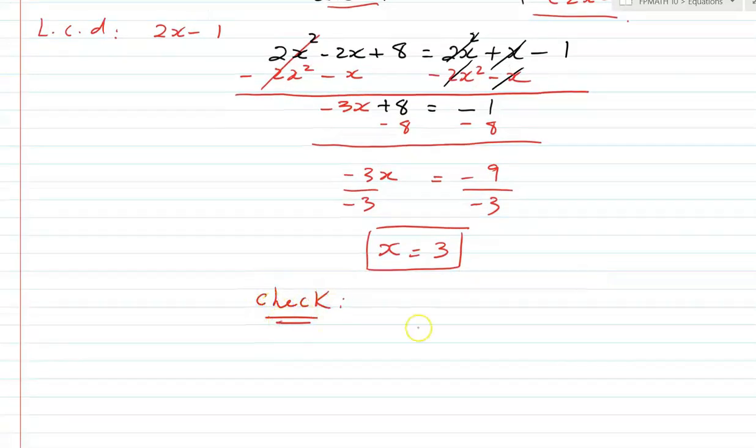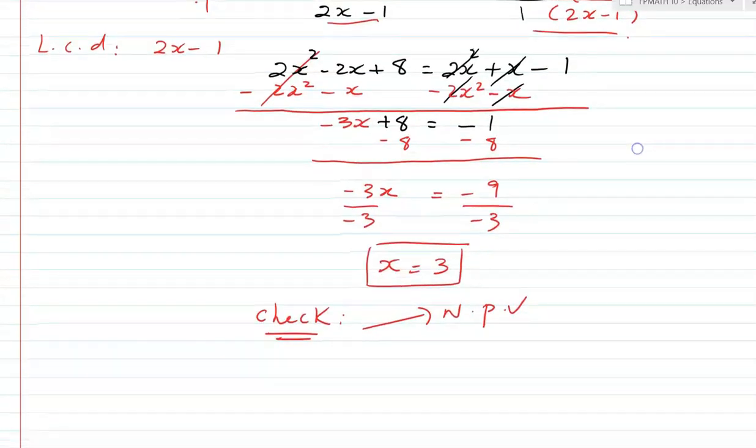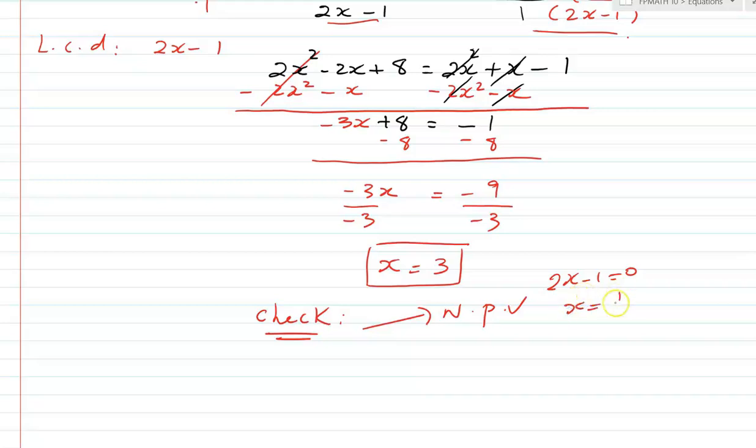Once you have the 3, that's the final answer, but you make sure you check it. Remember, you have to check it against the NPV. In this case, we didn't do the NPV, but the NPV is basically this denominator, 2x minus 1. Set 2x minus 1 equal to 0, so x equals one half. That's your NPV, so that's good. And then the other check is against the original equation. Make sure that the left hand side is equal to the right hand side, and then you'll be done.